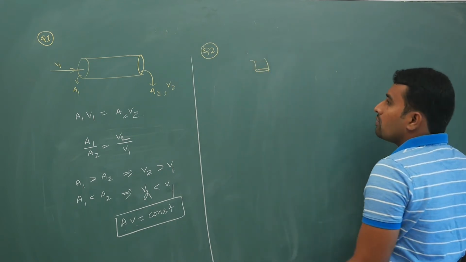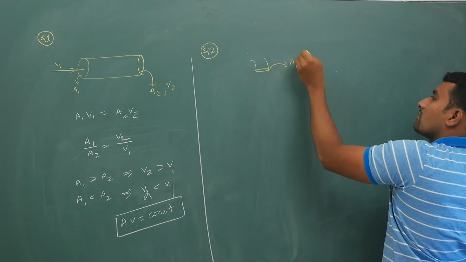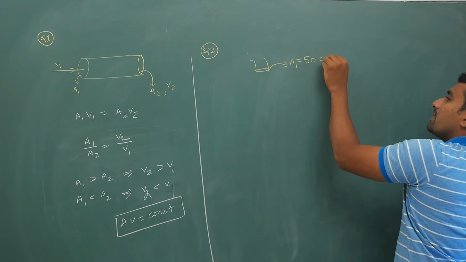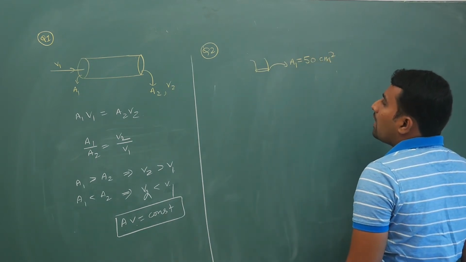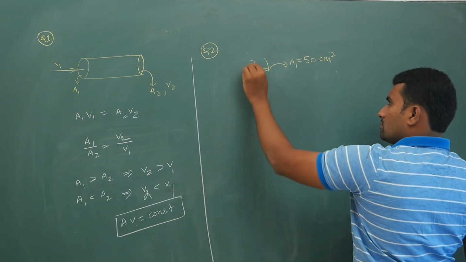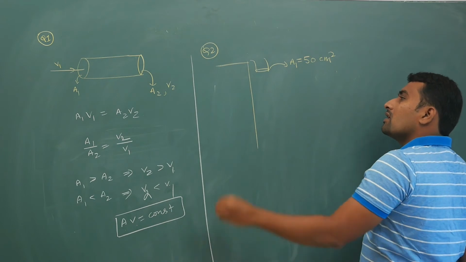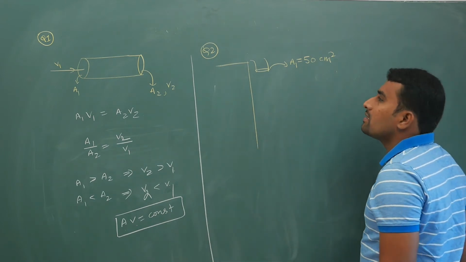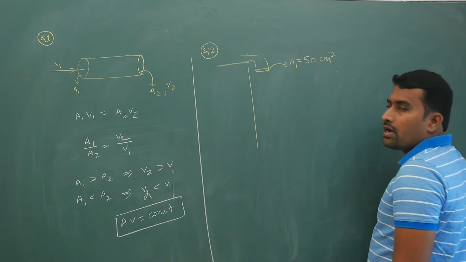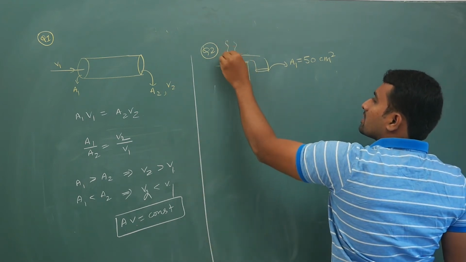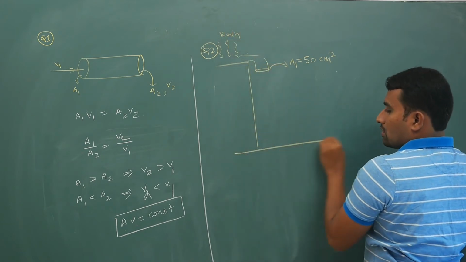Now this tap is having area of cross section of 50 centimeter square, and this tap is on some building, rain is falling and there is no pipe till the ground. Let us say it is some kind of outlet and rain is falling like this. Okay, it's raining.